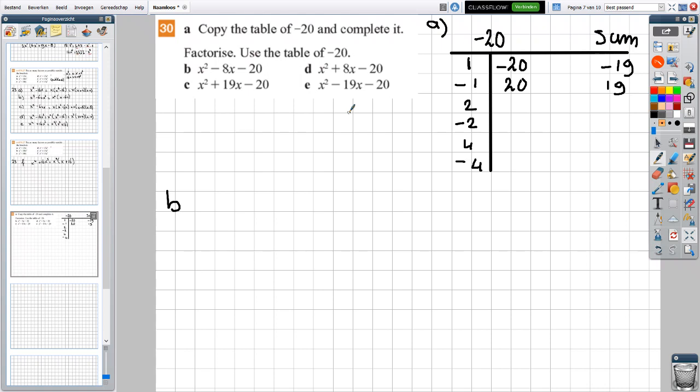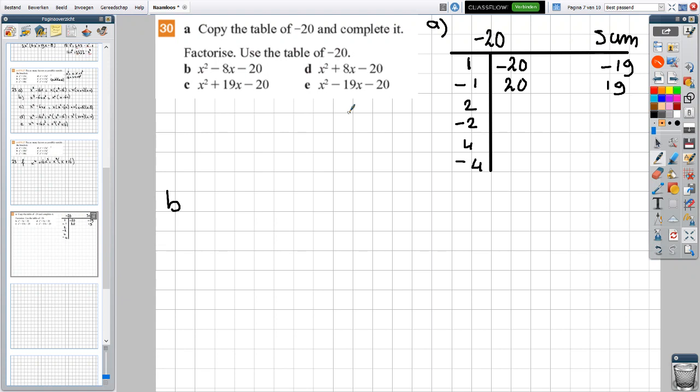Good day everyone, we're going to take a look at exercise 30 actually of paragraph 7.3, the product sum methods. I think this video is going to be the most in-depth that I'm going to show you how to make a table. The few exercises in the beginning, they ask you to use a table, and afterwards they ask you to try to do this mentally.